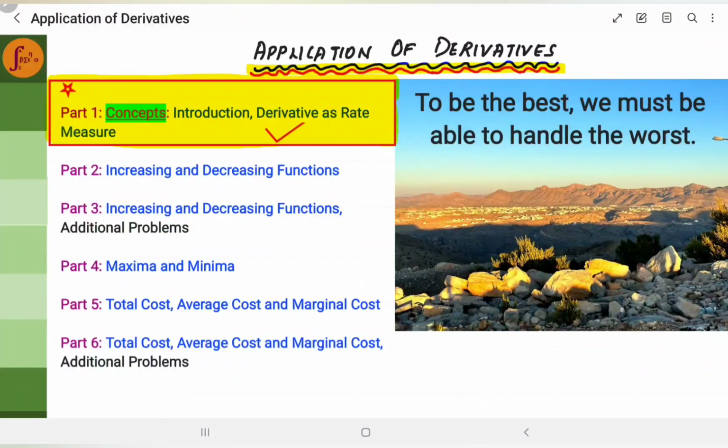Hi everyone. In this video we'll go through the topic of application of derivatives. The first topic would be introduction and finding derivatives as rate measure. That is, we can find the velocity, acceleration and surface area using derivatives.